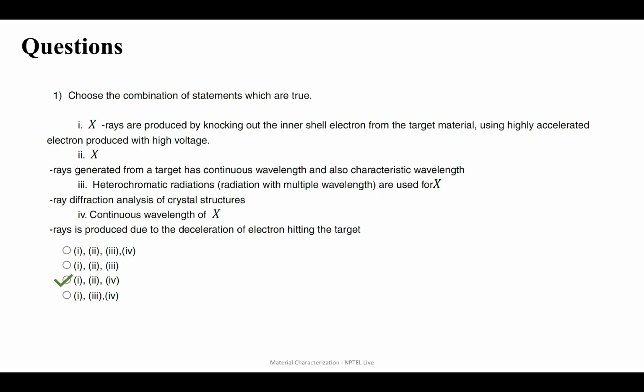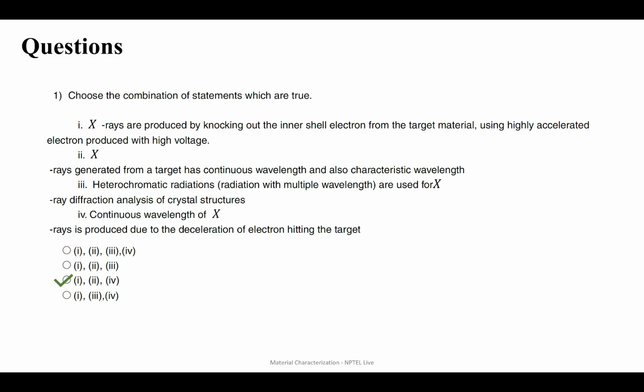So the answer to this is C, 1, 2, and 4. The third statement says that heterochromatic radiation is used for X-ray diffraction analysis of crystal structures, which is false. For X-ray diffraction analysis, we use characteristic wavelengths, which are of particular wavelengths. So this statement is false.